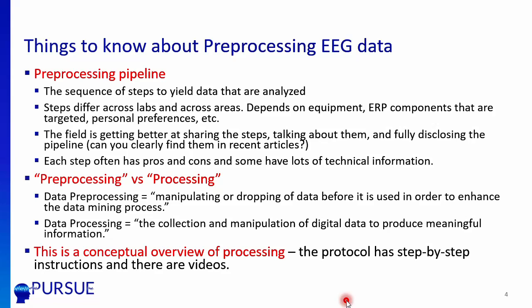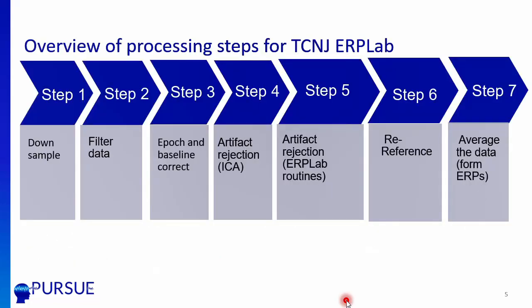Once again, this is just a conceptual overview. The protocol that we have in our lab has step-by-step instructions for how to do all of these steps in MATLAB, EEGLAB, ERPLAB. And also there's companion videos that sort of show you these steps. But here we're just going to talk about the conceptual basis of this. So our steps, we have 7 different steps that we're going to go through, and we'll revisit each one of these steps at each phase to explain what they are and what we're doing with each one of these.